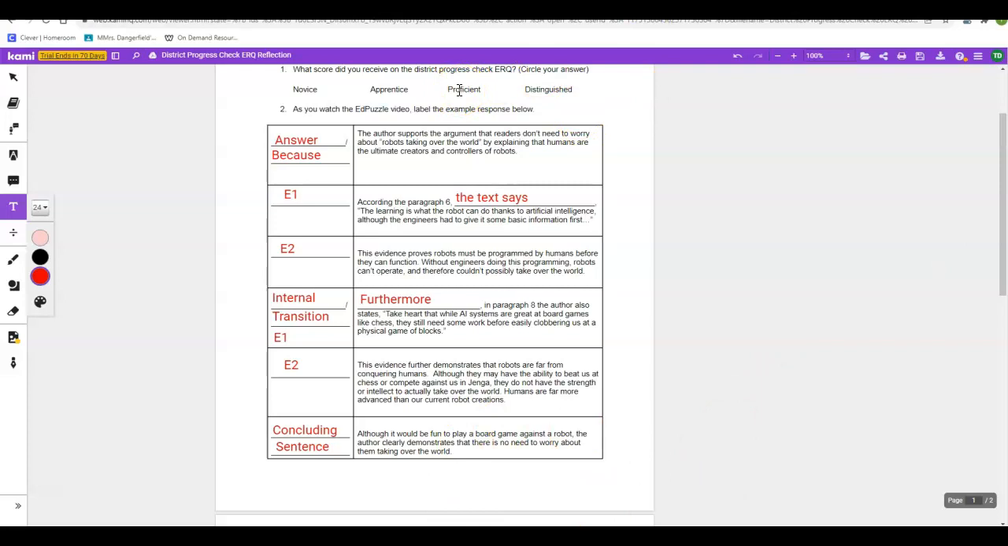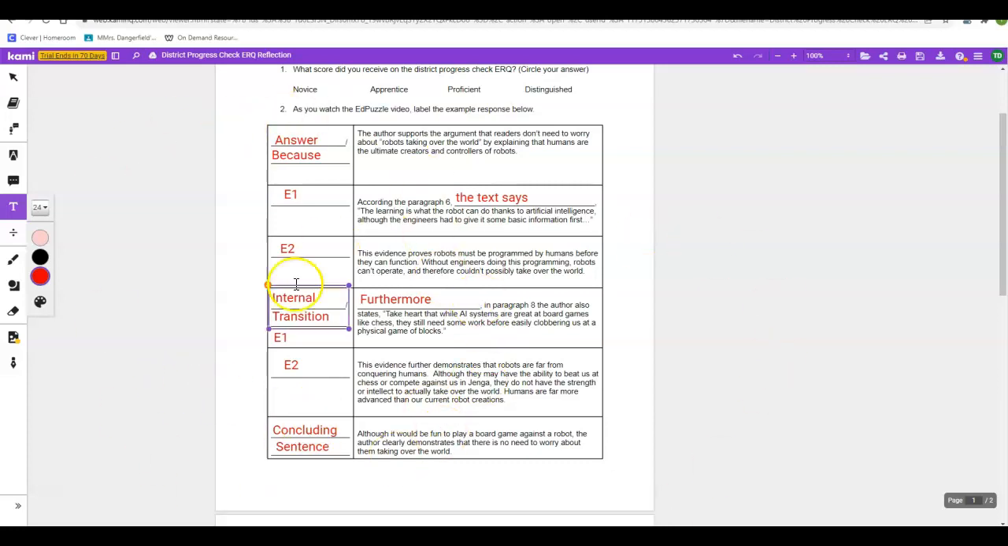When it's all said and done, this is what I was hoping for with your ERQs. An answer and a because, 2 E1s, 2 E2s, and a concluding sentence, and it should have been a complete paragraph. If it was, great. Hopefully your score reflected that. If it wasn't, that just tells us something that we need to work on in the future.